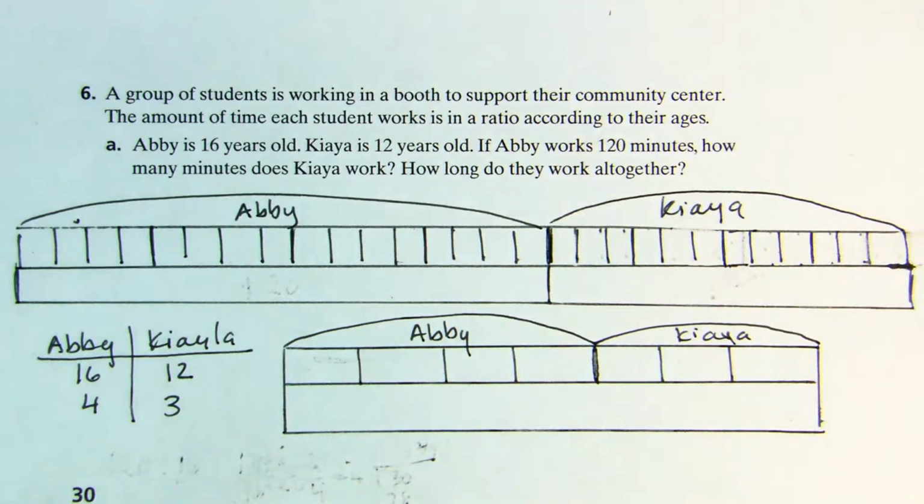So let's look at the problem, which is like our Crystal and Alexa problem. A group of students is working in a booth to support their community center. The amount of time each student works is in a ratio according to their ages. Abby is 16 years old, Kiaya is 12 years old. If Abby works 120 minutes, how many minutes does Kiaya work? How long do they work all together? So we know that their ages are in a ratio of 16 years to 12 years, okay? And we know Abby works 120 minutes.